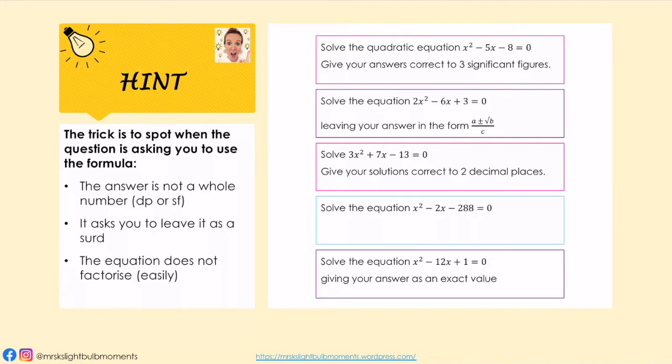Okay, so in the first one it's saying to 3 significant figures, that's your hint. That's the same with the third one there, 2 decimal places. In the second one it's saying leave it in the form of that, looks quite like the formula. And in the last one it says leave it as an exact value, so that's a hint that there might be a surd in there. With the fourth one, it's just quite a tricky number, the 288, and you might spend ages trying to work out what multiplies to give minus 288, but adds to minus 2.